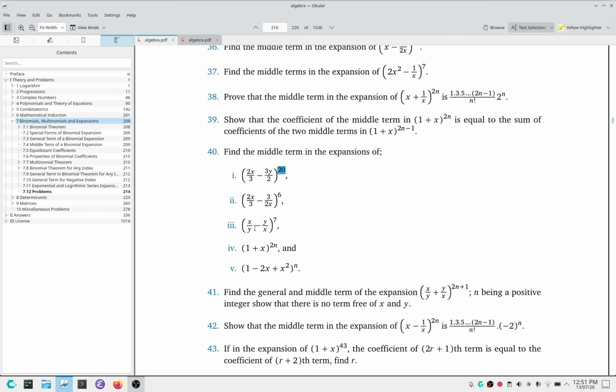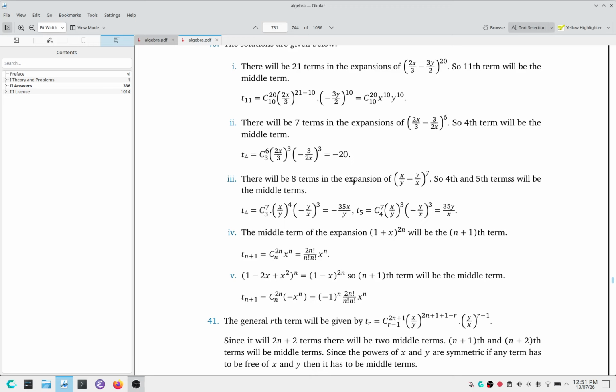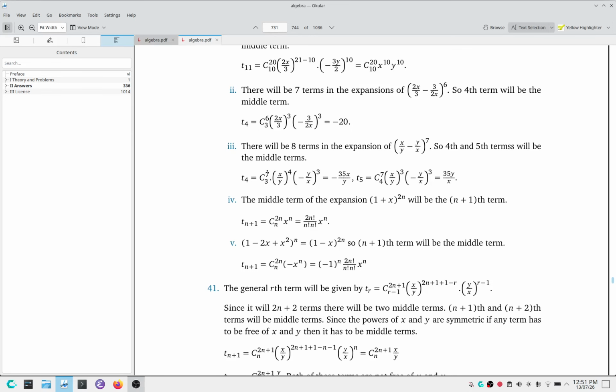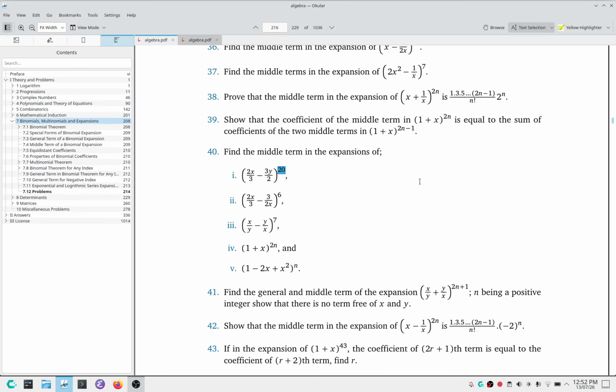The third question is (x upon y minus y upon x) raised to the power 7. Like the previous one, this is also symmetric, but the power is 7, so the middle terms will be the 4th and 5th. The 4th term would be 7C3 (x upon y) raised to the power 4 times (minus y upon x) raised to the power 3, that is minus 35 x upon y. Now by symmetry, the quotient will be the same, but the powers will change, so it will become 35 y upon x.